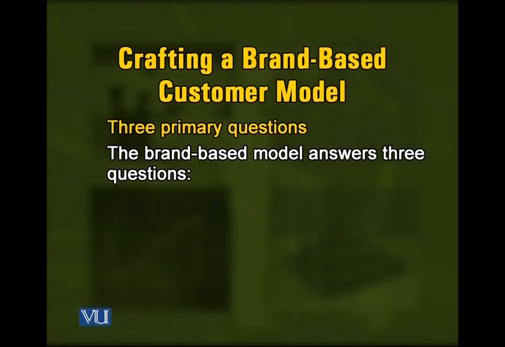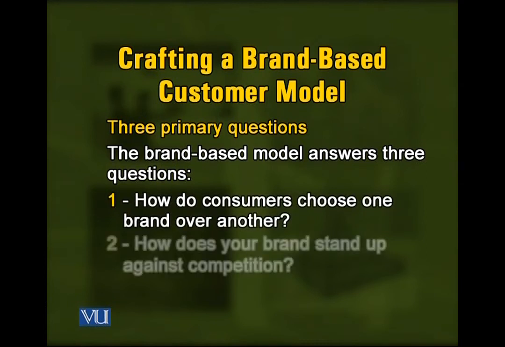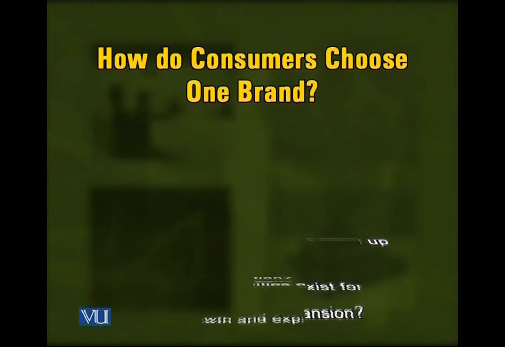It addresses three primary questions. One is, how does a customer choose one brand over the other? How does a customer measure your brand against the other? Or this can be rephrased like, how does your brand stand up against competition? So these two questions, which the model addresses, relate to the how part. The third question which the model addresses is the what part. What are the opportunities of expansion and growth? I think it becomes obvious once we have the answers to the first two questions, which relate to the how part, we would know about the areas where there are opportunities to grow the brand, to expand.